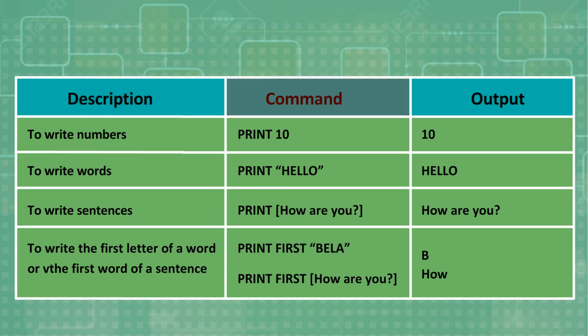Description. Command. Output. To write numbers: print 5, output 5. To write words: print hello, output hello. To write sentences: print how are you, output how are you. To write the first letter of a word or the first word of a sentence: print first Bella, output B. Print first how are you, output how.